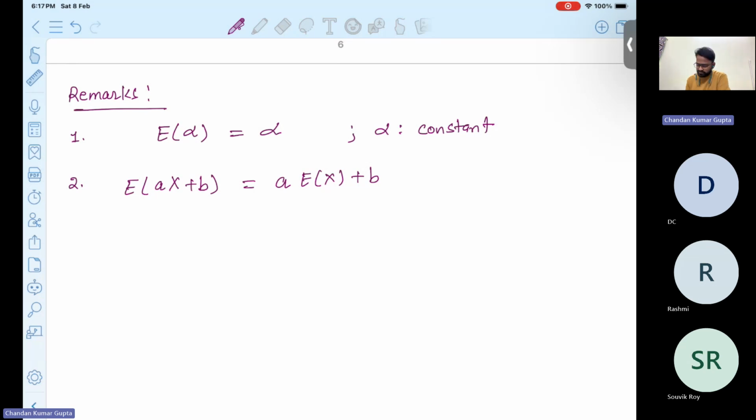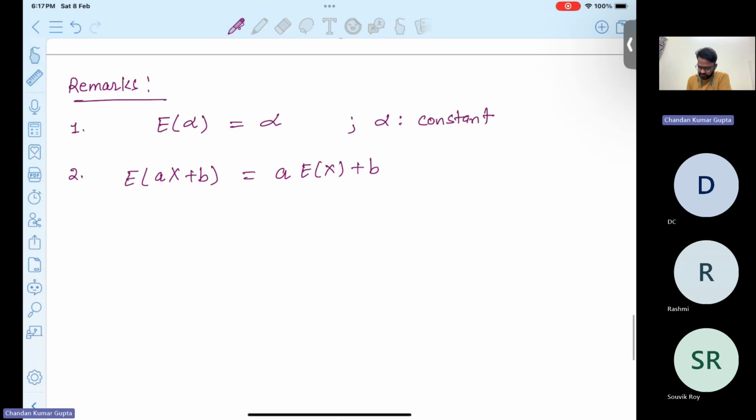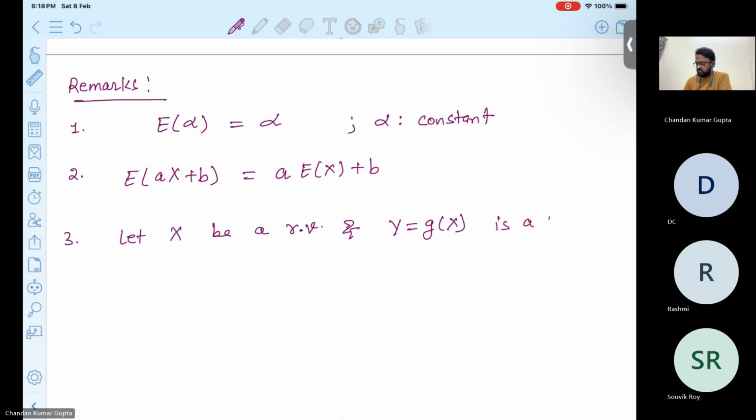Also, we have some more. Suppose let x be a random variable, and suppose y equals g of x is a function. So y is a function of x, and it is also a random variable.